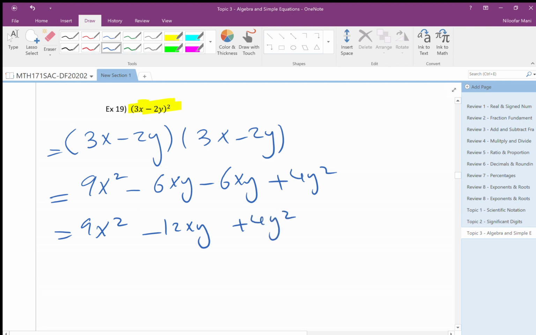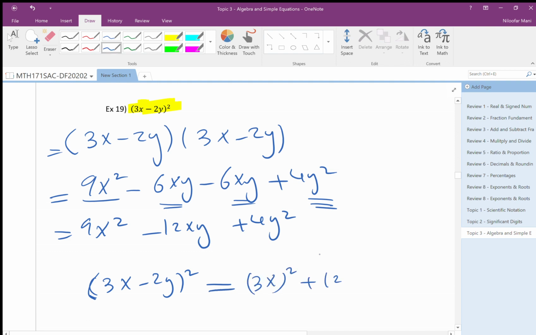That means I have to collect them, so I have this one and this one and this one. That's a common mistake. When I do this, a student does this: the first one is squared plus or minus, the second one is squared. Okay, that's wrong. This is not that. I have three terms when I do the multiplication.